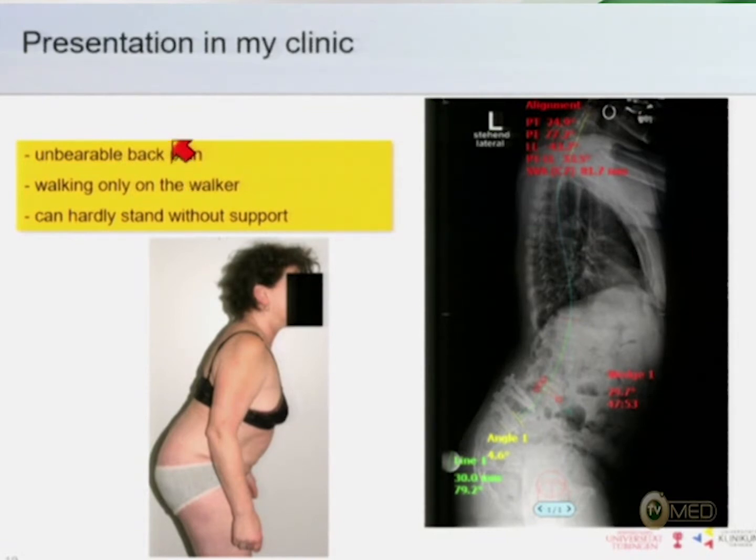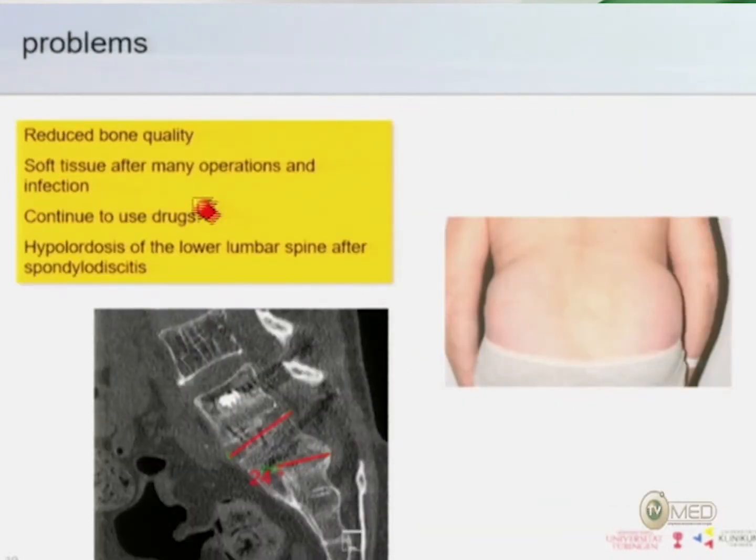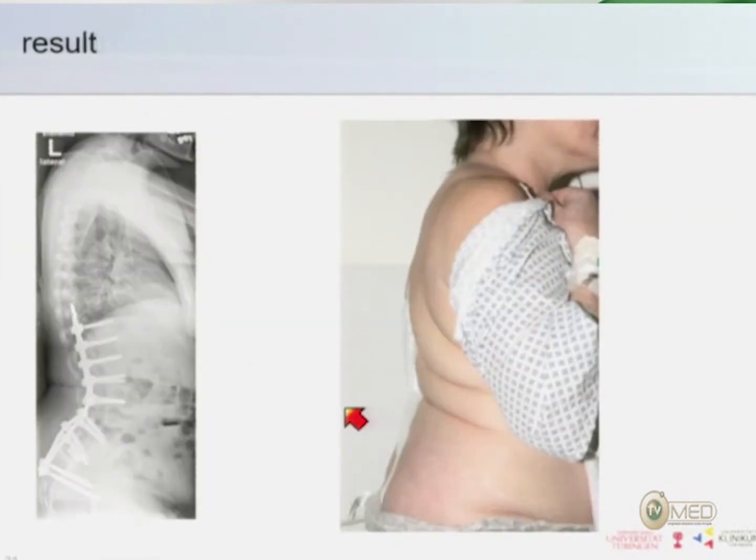Unbearable back pain, the patient can only walk with a walker and she can hardly stand without support. You see the problem here: you have a hypolordosis, you have reduced bone quality because of this infection, you have bad soft tissue, the patient continues to use drugs, and of course you have this hypolordosis because the stabilization came too late. Here you have a bony fusion, but the hypolordosis was 24 degrees. So at the end you can only do large surgery.